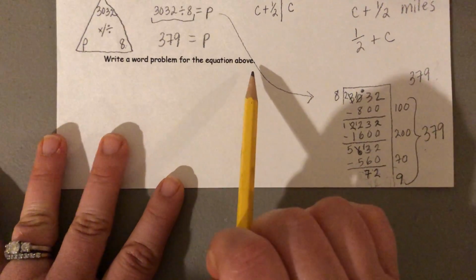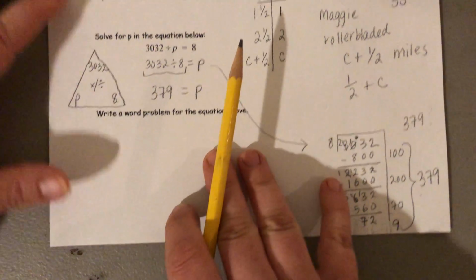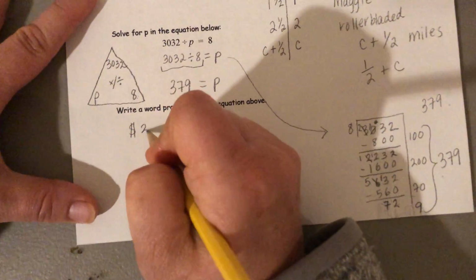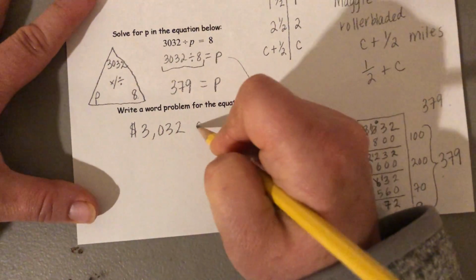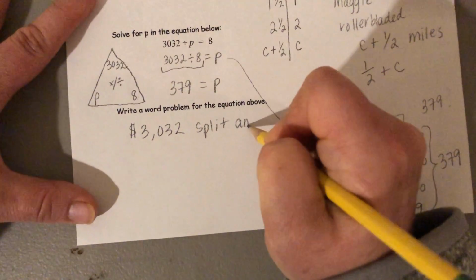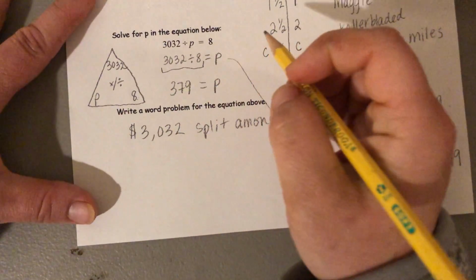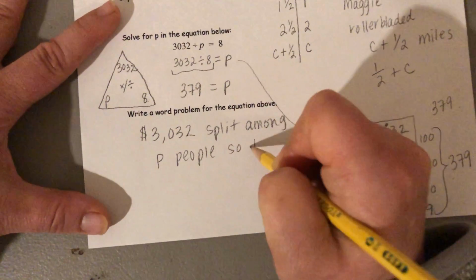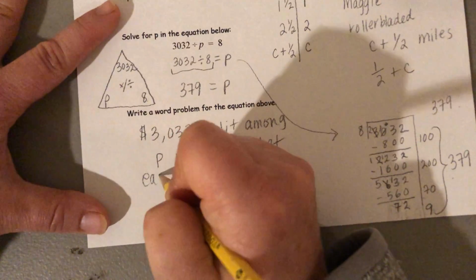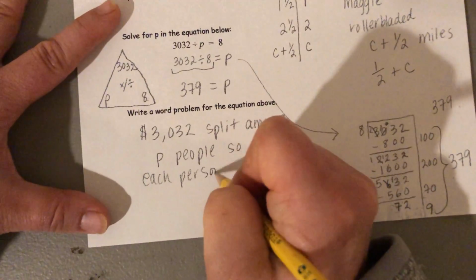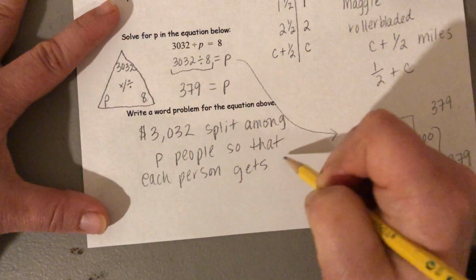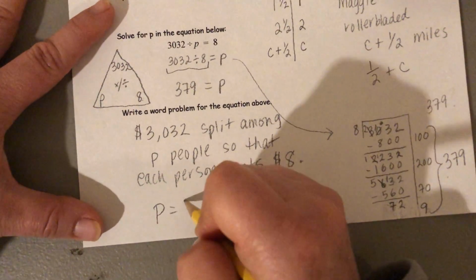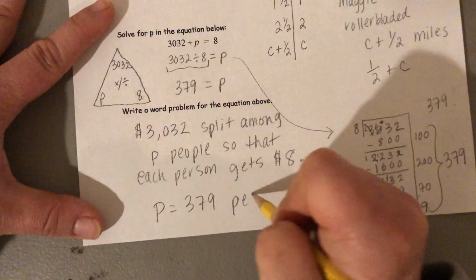Okay, write a word problem for the equation above. Obviously, everybody's word problems can be different, but let's say I have $3,032, and I want to split it among P people so that each person gets $8. So we get the answer P is 379 people.